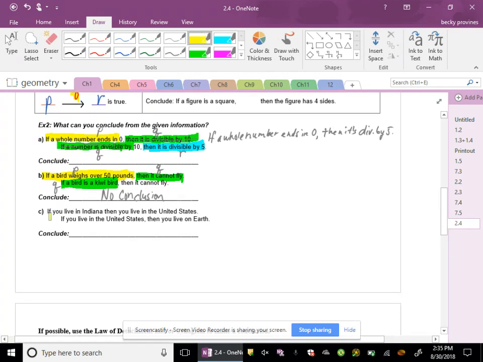Okay, moving on. If you live in Indiana, then you live in the United States. Okay, so I read too much there. Let's back it up. If you live in Indiana, that is your P. My Q is, then you live in the United States. So are my two Qs talking about the same thing? Sure, they're both talking about living in the U.S. So we need a new ending. Our new ending is, then you live on Earth, and that is my R.